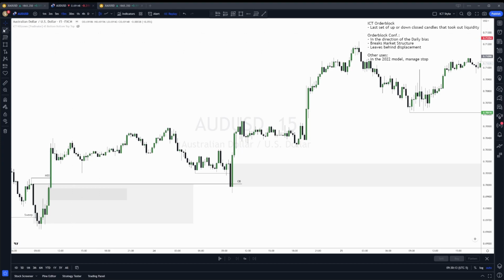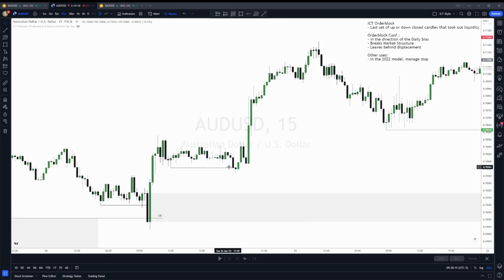And if we go even further, what do we see? We take out liquidity once again. So we basically form another order block. We do break market structure with that order block's move. Then price comes back into it, taps into it, and then shoots right off again. So we form a new order block.